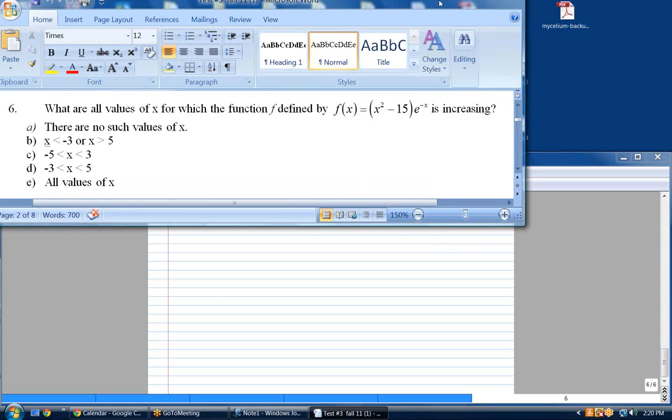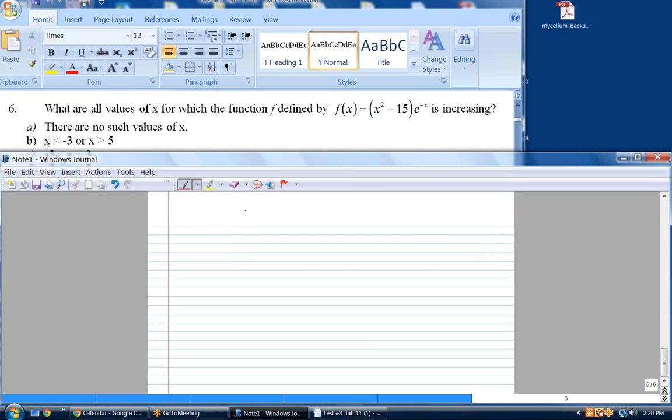Okay, when is a function increasing? When the derivative is positive? Yes. So let's take f prime of x and set it greater than 0 and solve it. So f prime of x. We'd have to do the product rule for that, right? Correct? So we have e to the negative x. Well, one moment here.